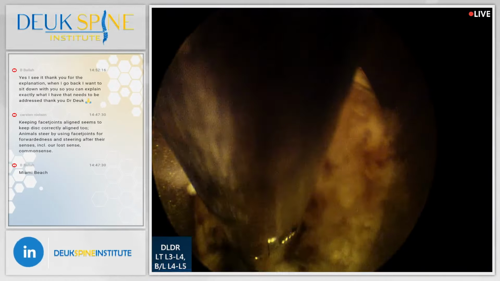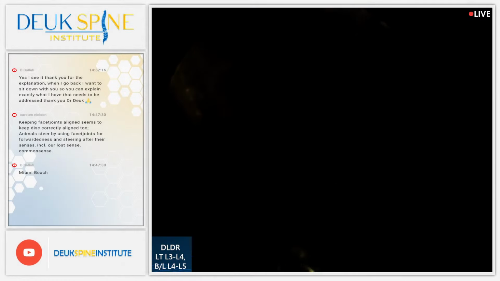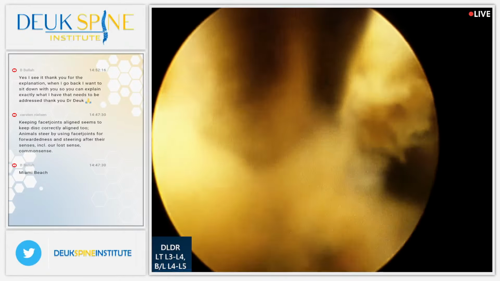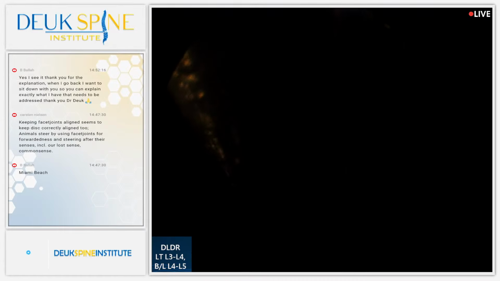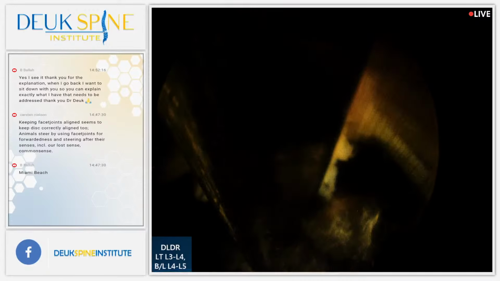In the United States, our lasers must be FDA approved. Ours are. And our laser fibers are FDA approved. So everything is FDA approved for us to use it. Everything about this surgery you're seeing is FDA approved.